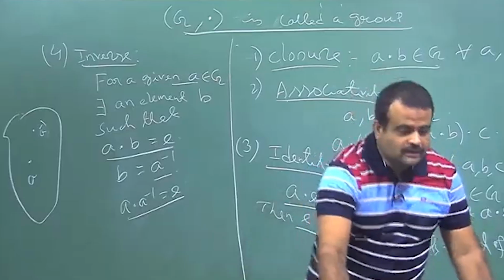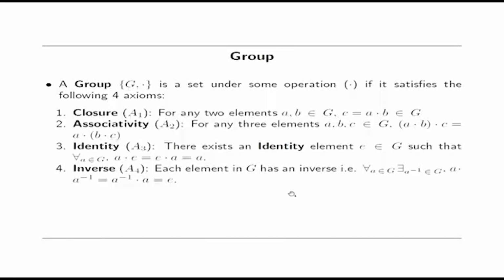Okay, so let us just come to this slide. This is the set G and with the operator dot, this dot is a binary operator, and these are the following properties. This is the closure property. So, for any 2 elements A, B, A dot B must belong to G. This is the associativity property. So, A dot B dot C is equal to A dot B dot C. This we have already talked about.